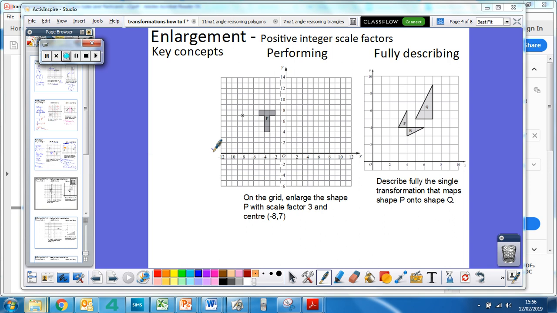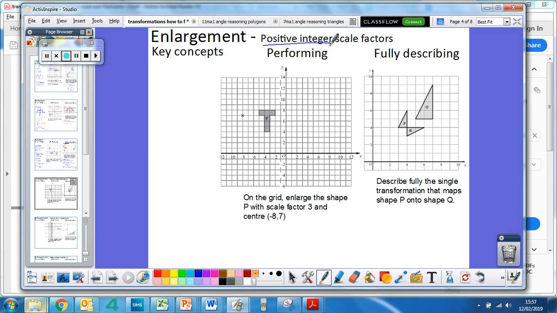Of our transformations, we're going to look at enlargement. This is the first part of enlargement because there's 4 separate enlargement videos to put up. First one is about enlarging with a positive integer scale factor, so 2, 3, 4, 5, something like that. We will look on other videos at what happens if it's a fraction or a decimal, what happens if it's negative, what happens if it's negative and a fraction, which are the hardest ones. But we'll start with these enlargements.